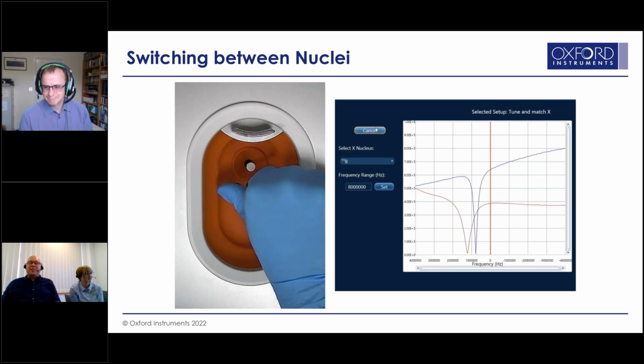Okay. So in principle, it's exactly the same as you might have done in the past, involving crawling around underneath a high field magnet with a set of spanners to try and do it, except you're doing this on top of a benchtop instrument immediately next to your computer. It can take, depending on which nuclei you're switching between, anywhere between 30 seconds to probably 3 minutes.